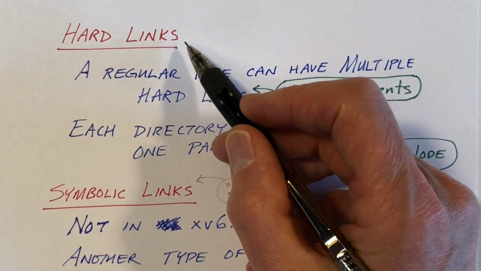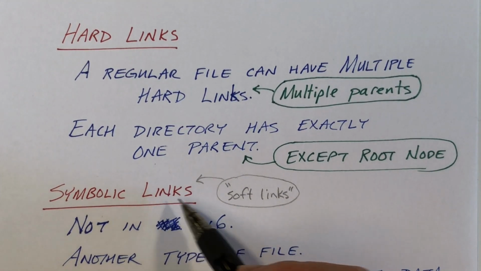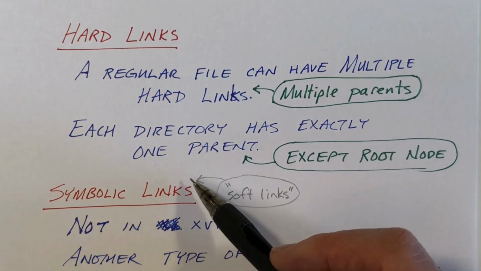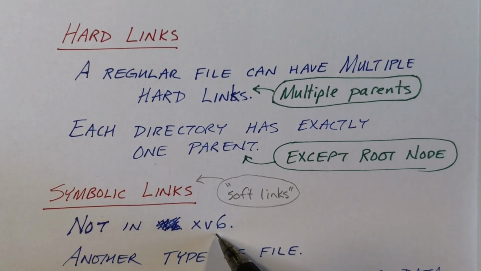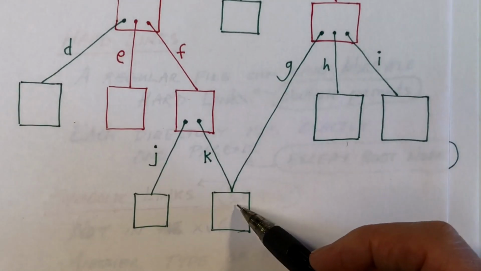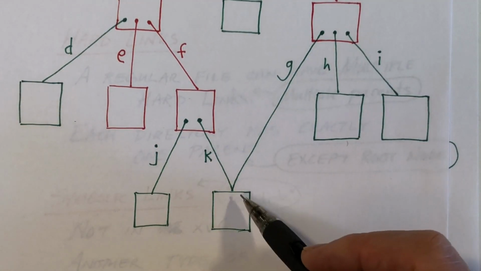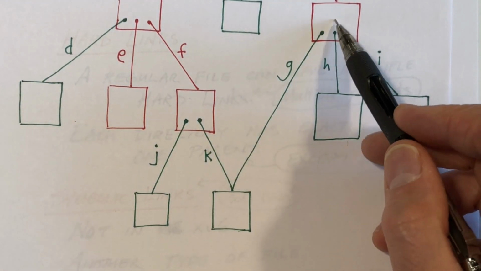I want to take a moment to talk about the difference between hard links and symbolic links. Symbolic links are sometimes called soft links. Just to be clear, xv6 and every Unix and Linux system implements hard links, but xv6 does not implement symbolic links. So a regular file can have multiple hard links pointing to it, that is, multiple parents. And in my example here, this file has multiple hard links that refer to it. In other words, this file can be located as an entry in both this directory and this directory here.